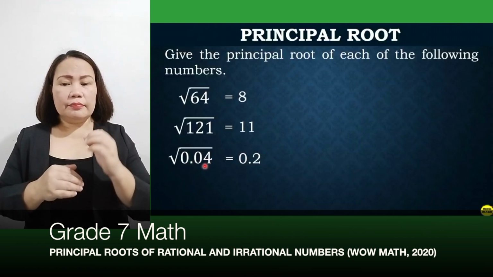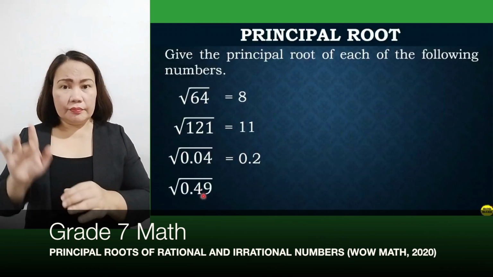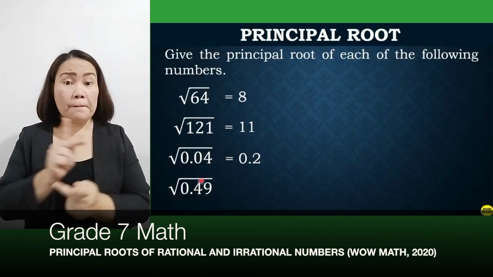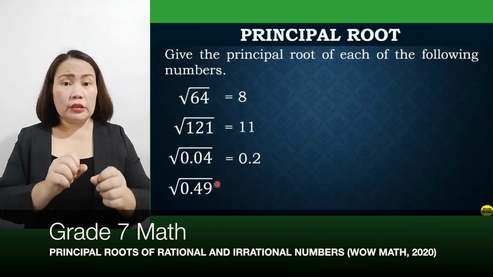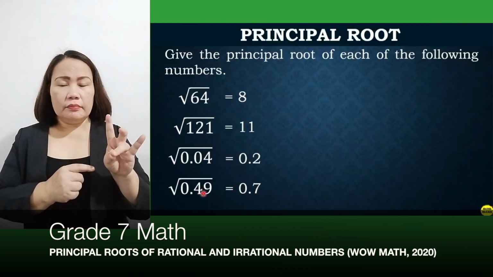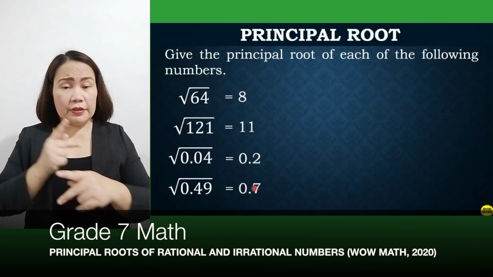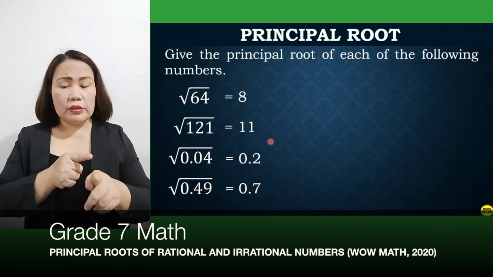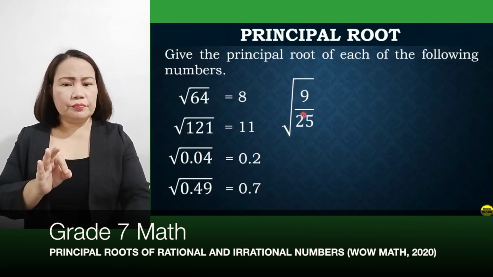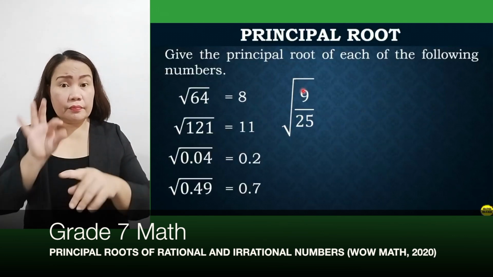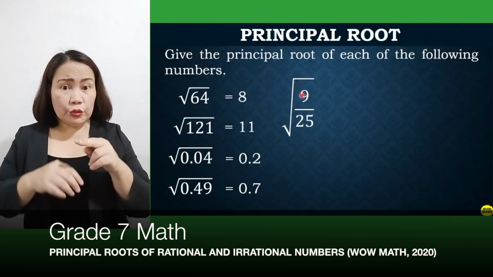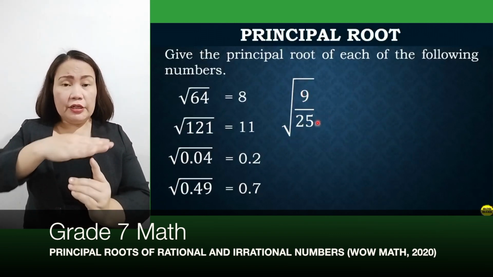Ito yung product niya. Next, 0.49. So, what is the square root of 0.49? 49 is a perfect square, so therefore the square root of 0.49 is equal to 0.7. 7 because 7 times 7, that is 49. And 0.7 times 0.7, that is 0.49. Okay. Now, what if you were given a fraction? Okay, so kung titingnan nyo yung given, fraction siya, yes. But if you will look at the numerator and denominator, they are both perfect squares.